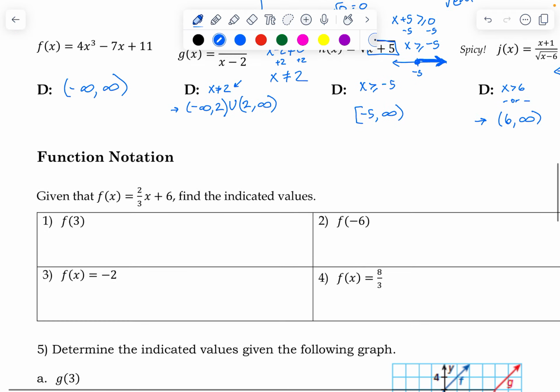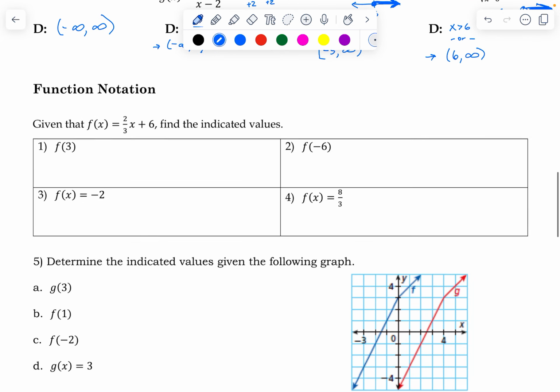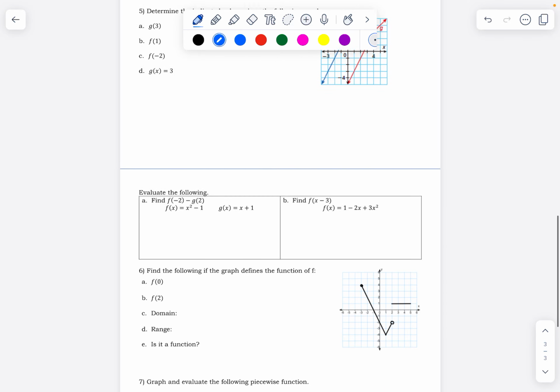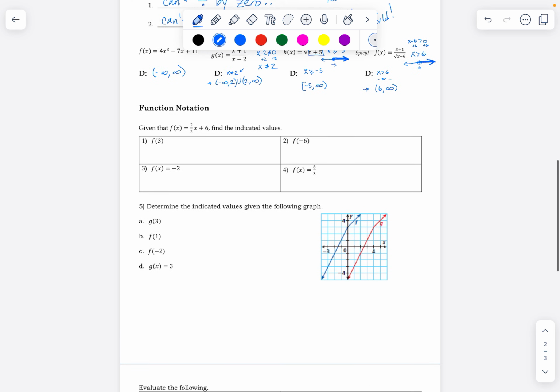Okay, let's keep going. Function notation. Hang on, let me see how much more we have. Let's come back to the next video.